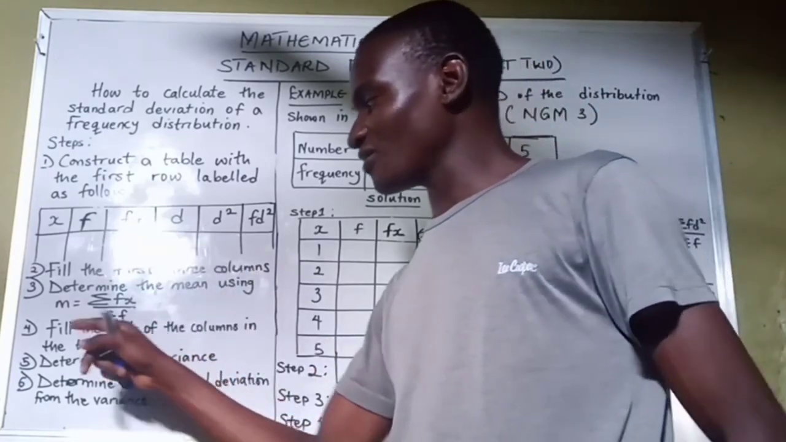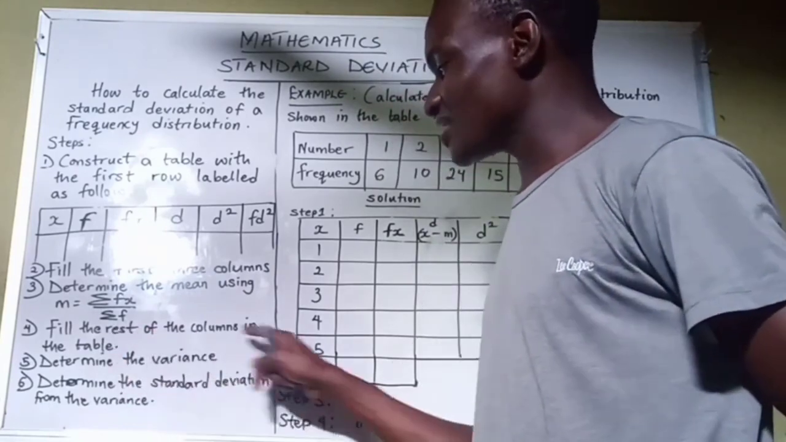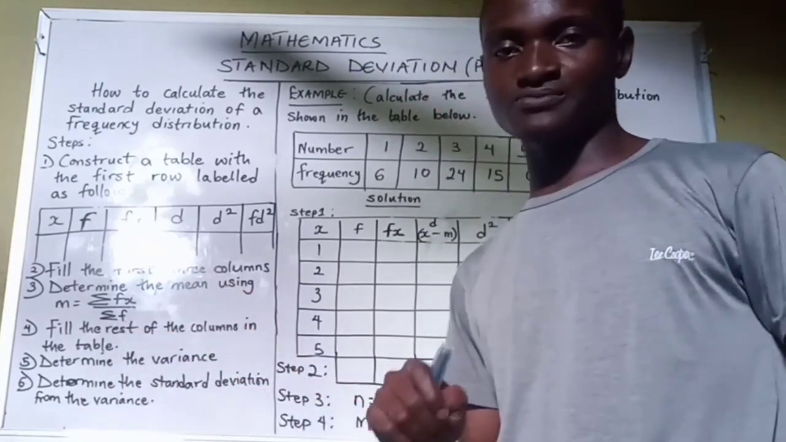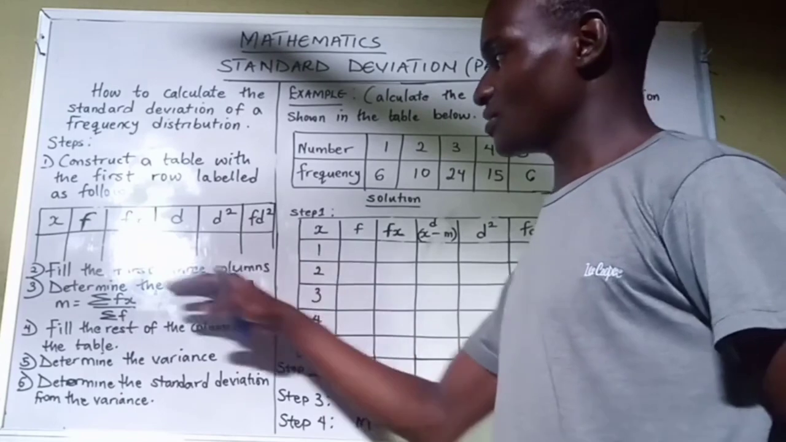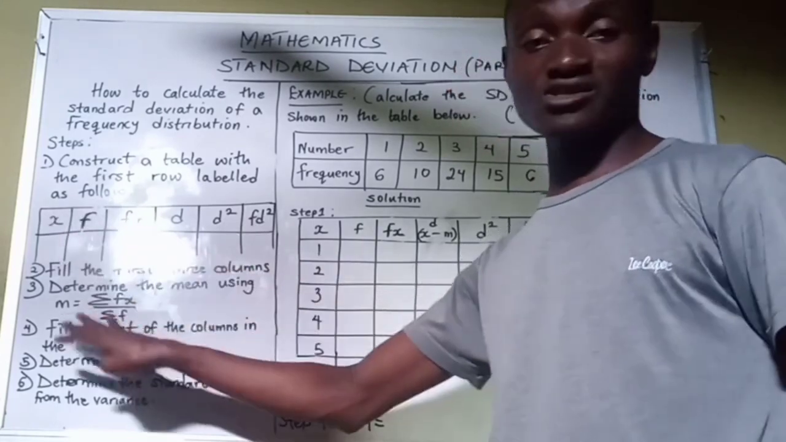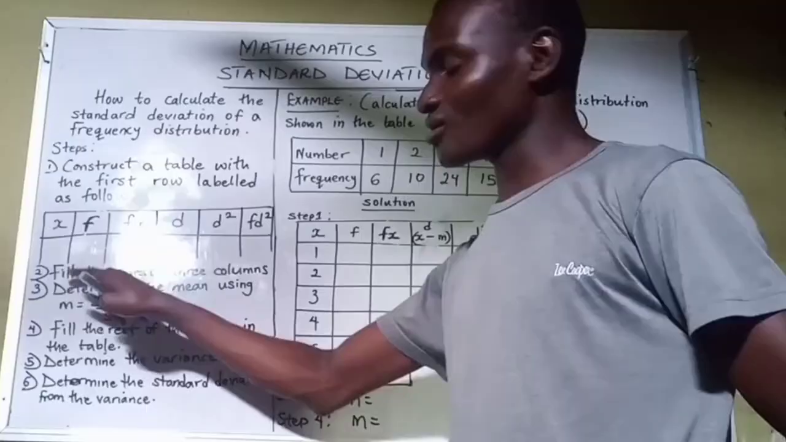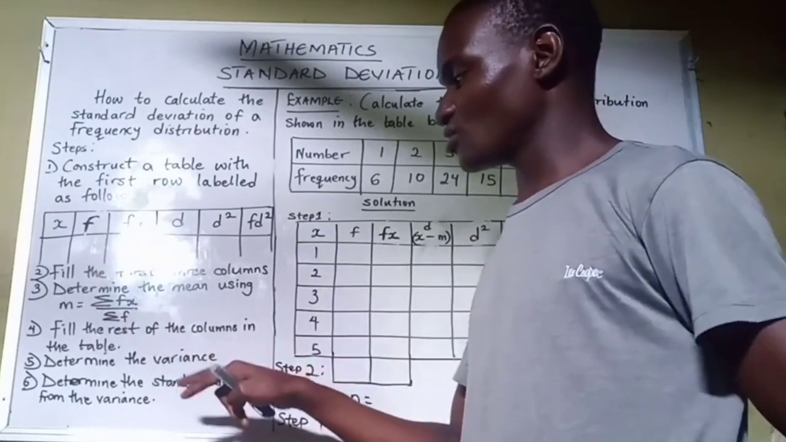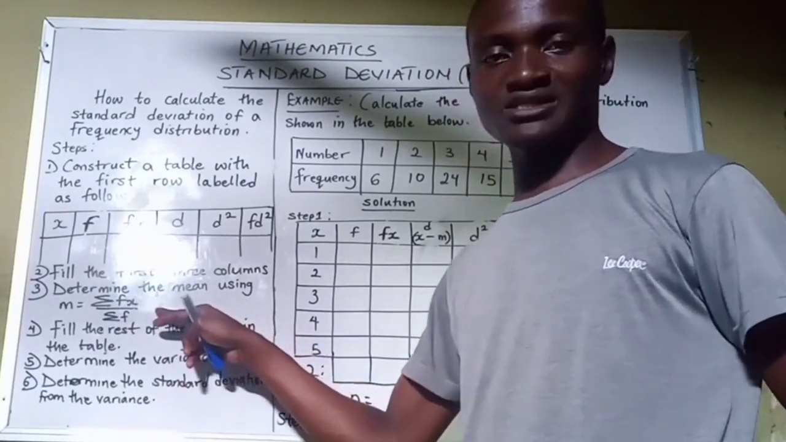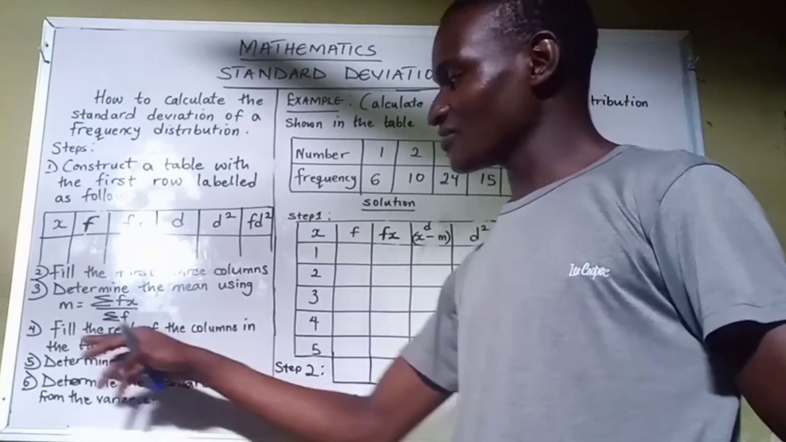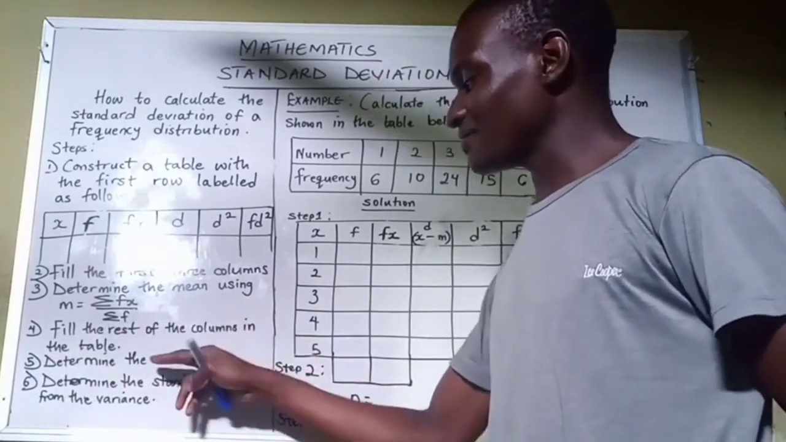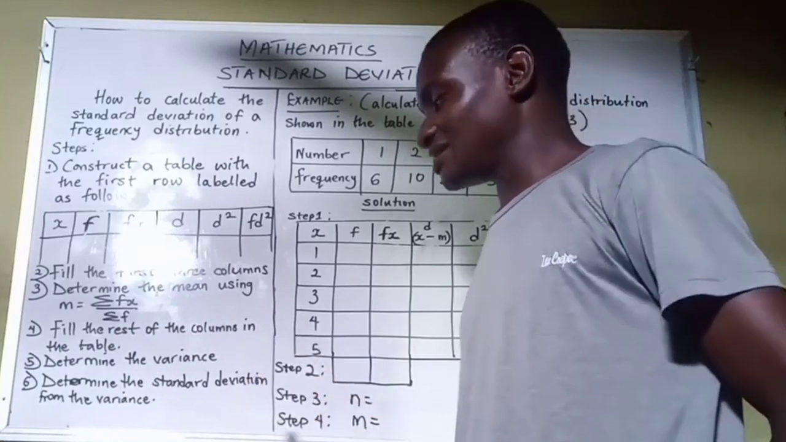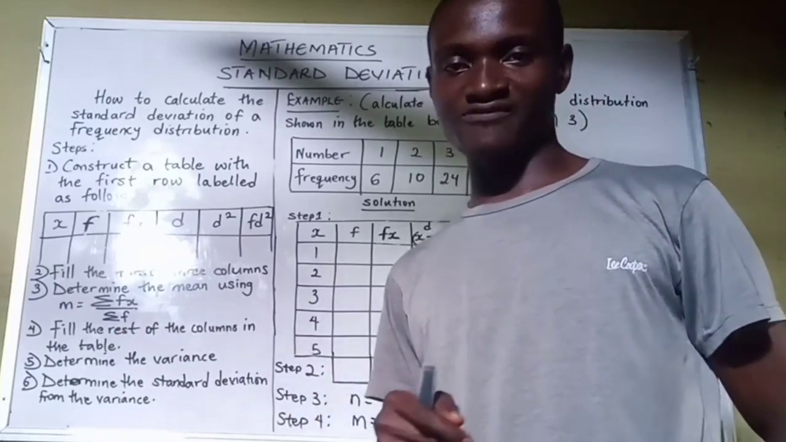Followed by your fourth step, you want to fill the rest of the columns in the table. Remember you have only filled the first three columns in the second step. Now you want to fill the rest of the columns with what you have gotten in step 3. Now, your step 5, you will determine the variance, and lastly, you will determine the standard deviation.